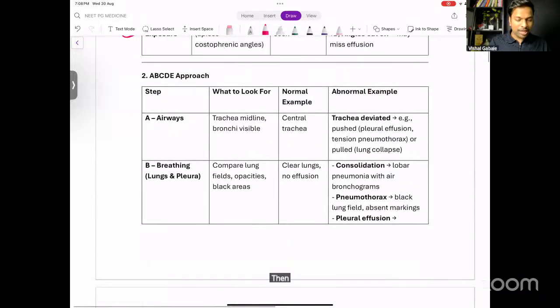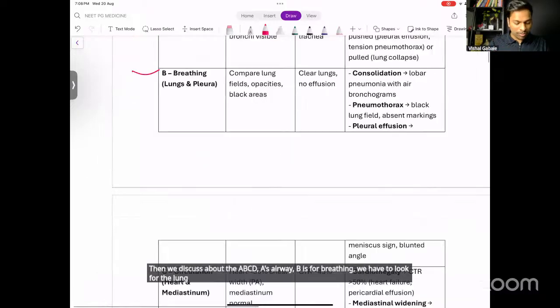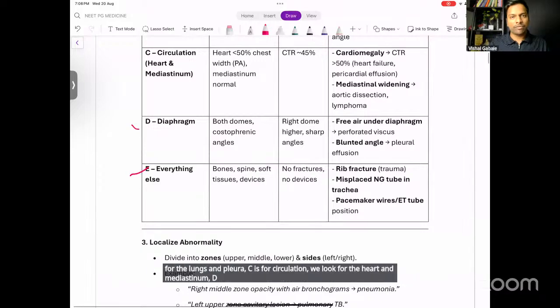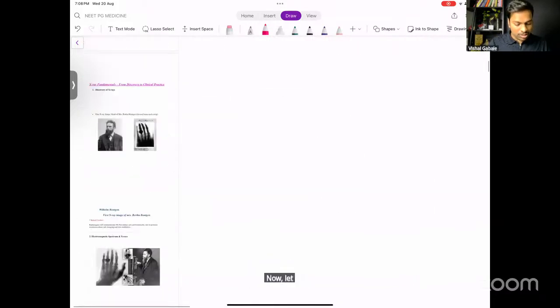Then we discussed the ABCDE. A is airway, B is for breathing; we have to look at the lungs and pleura. C is for circulation; we look at the heart and mediastinum. D is for diaphragm, and E is for everything else. Now let's start with today's discussion.